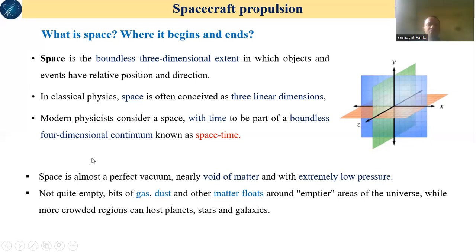So space is an almost perfect vacuum. When we say space, it is a vacuum, nearly void of matter and with extremely low pressure. It is not quite empty, but has some gas, dust, and other matter floating in it. So that we call space.